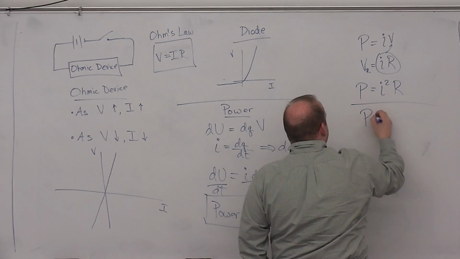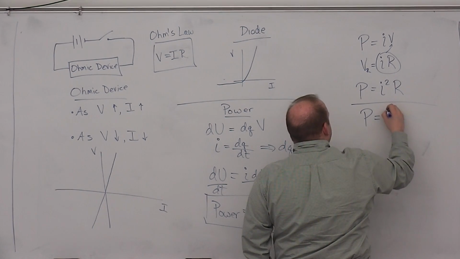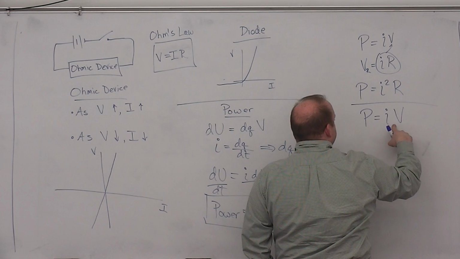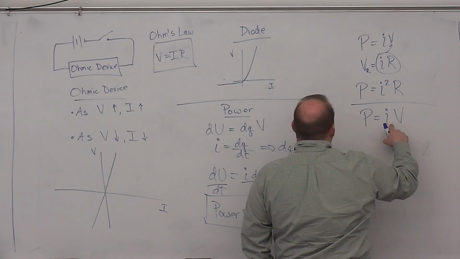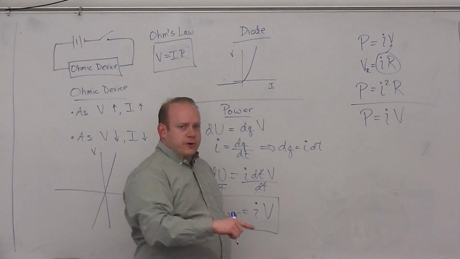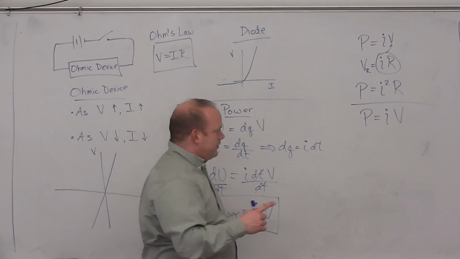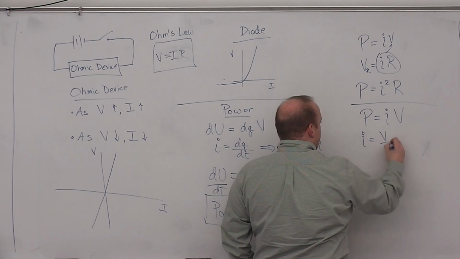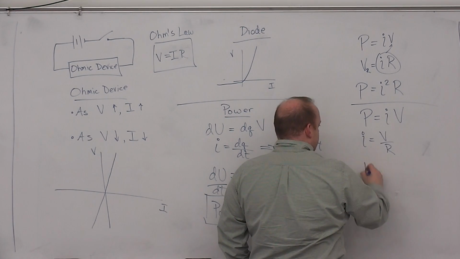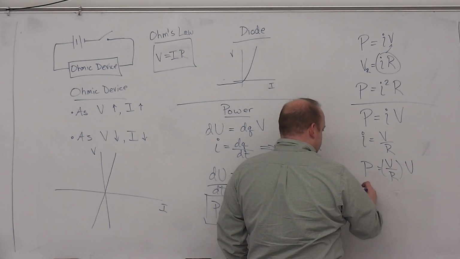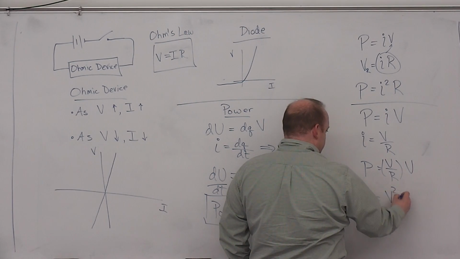Or I can plug in for I this time, because a lot of times you don't know what the current is. You know what the voltage across the resistor is, you know what the resistance of the resistor is. So now I is equal to V over R. So now I plug that in: V over R times V. And so my power is equal to V squared over R.